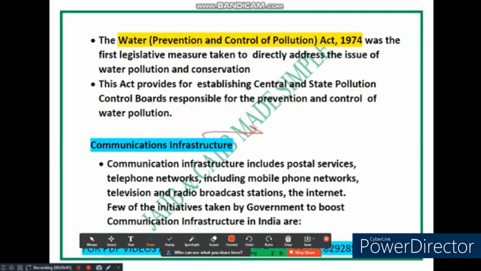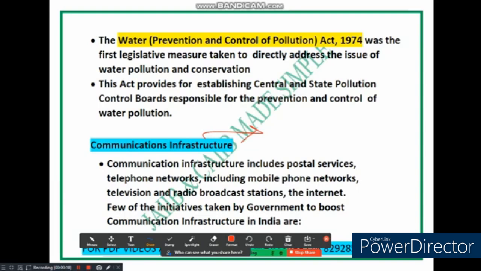Fine. Now let's talk about communication infrastructure. It refers to the systems and networks that enable the exchange of information and facilitate communication between people. It includes various components that support communication services such as postal service, telephone network, television, etc.